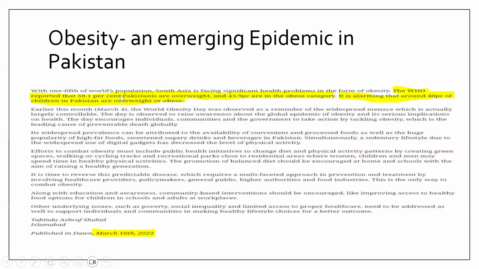With 1/5 of the world's population, South Asia is facing a significant health problem in the form of obesity. The WHO reports that 58.1% of Pakistanis are overweight and 43.9% are in the obese category, and it is also alarming that around 40% of children in Pakistan are overweight or obese.